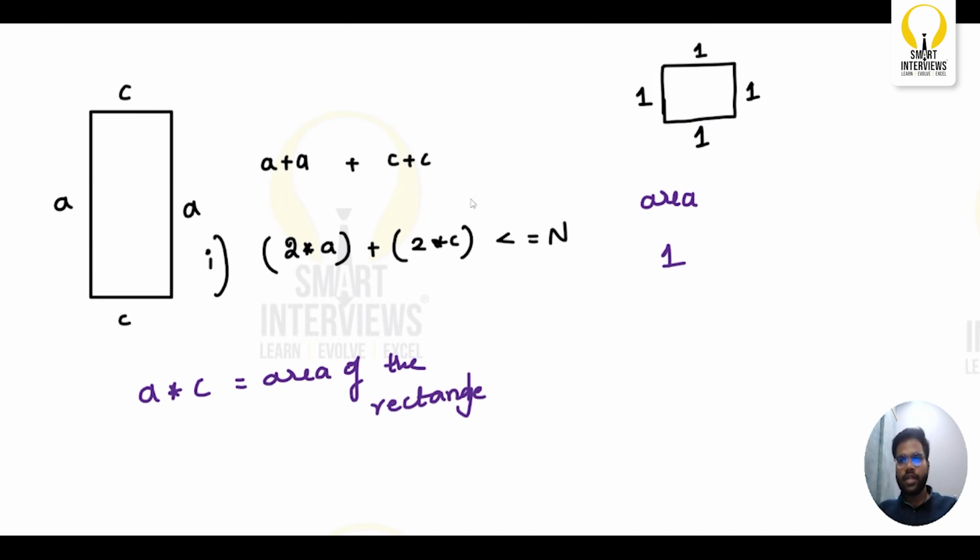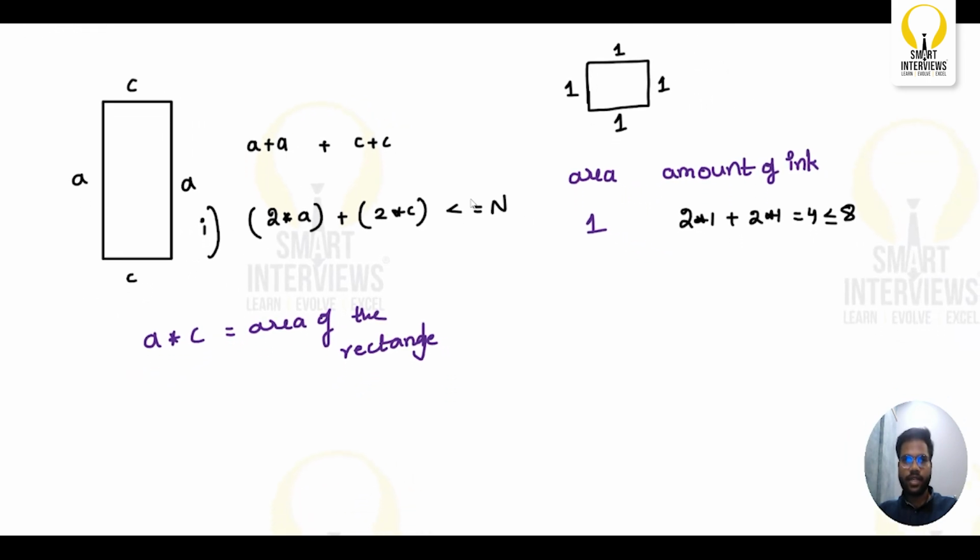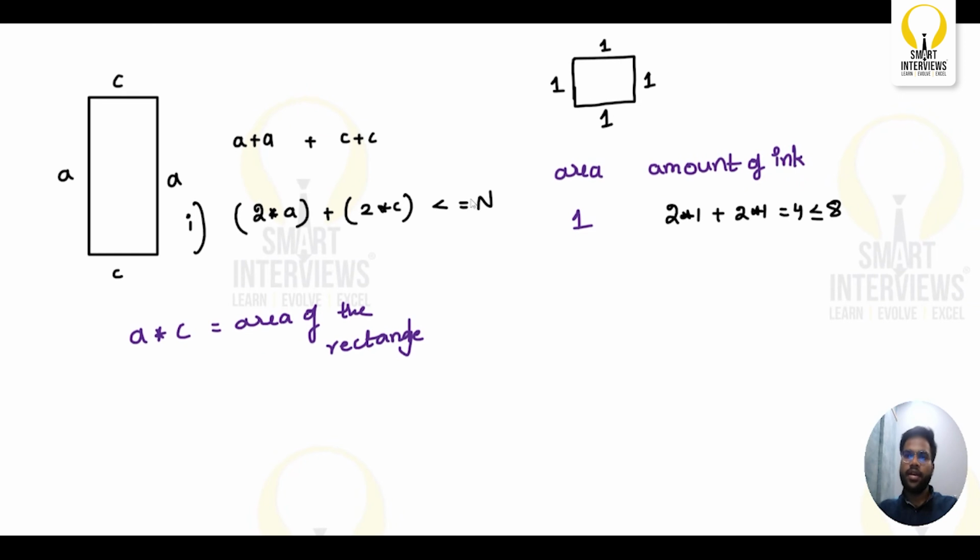So the amount of ink consumed over here will be 2 into 1 plus 2 into 1, which is equal to 4, which is less than or equal to 8. Let's consider the first test case and see how we get 4 as output for an input of 8. So this is one of the valid rectangles that we can draw.